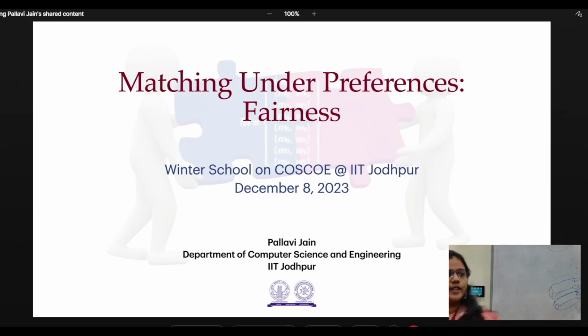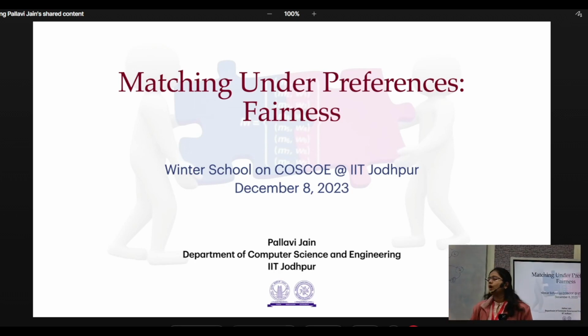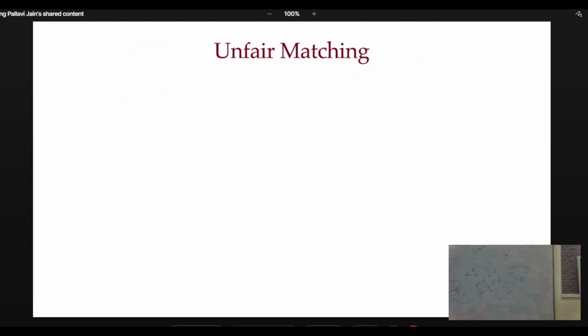In the last few lectures you learnt about stable matchings, some techniques like rotation, and the stable roommate algorithm. Gale-Shapley you have already seen, right? Now we will talk about fairness in the stable matching problem. So what is unfair? Tell me, what is unfair in stable matching?